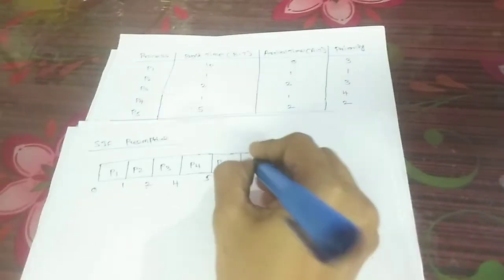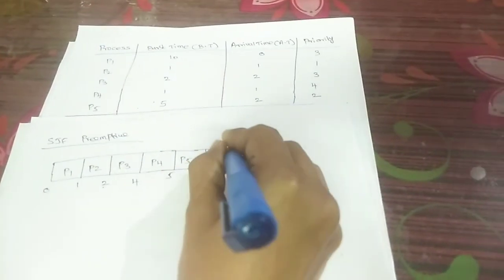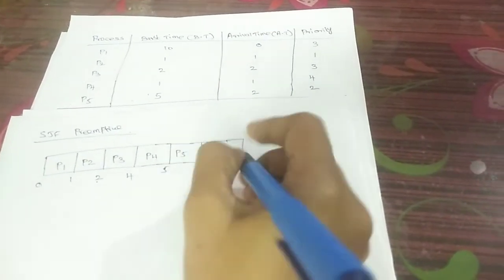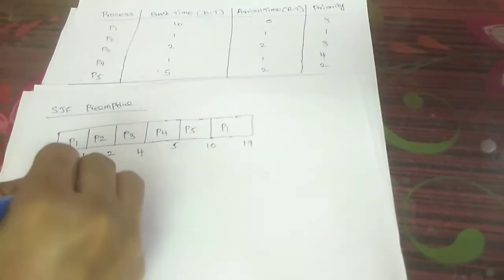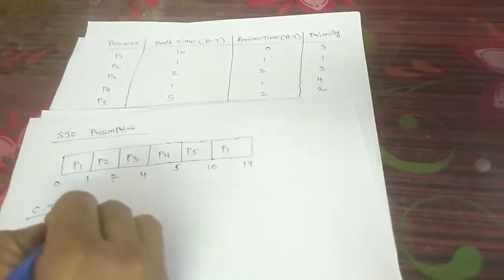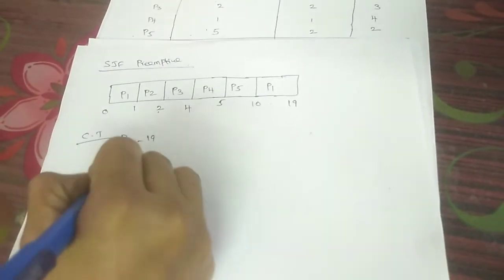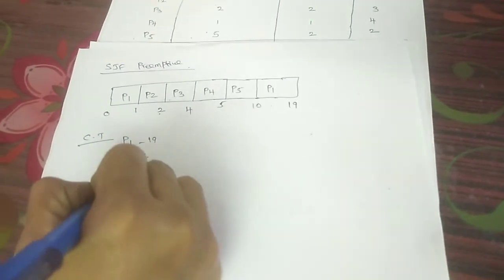So it is going to execute P1. So 9 plus 10, 19. This is the order of execution. So we are going to calculate the completion time. P1 is 19, P2 is 2, P3 is 4, P4 is 5, P5 is 10.